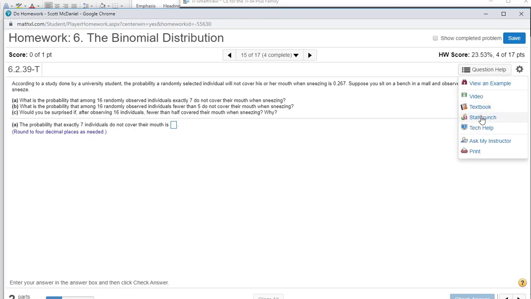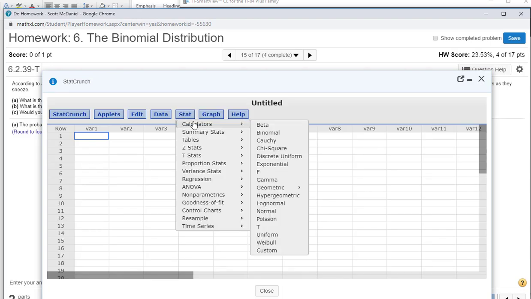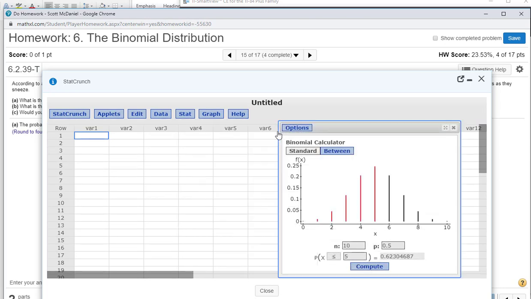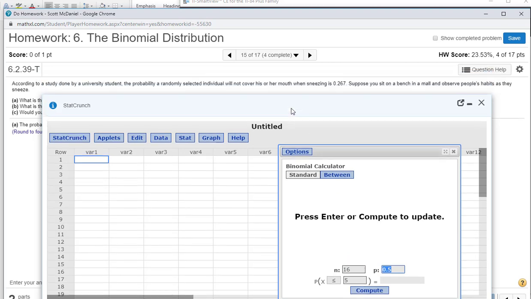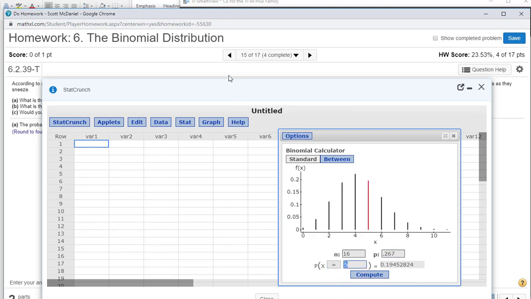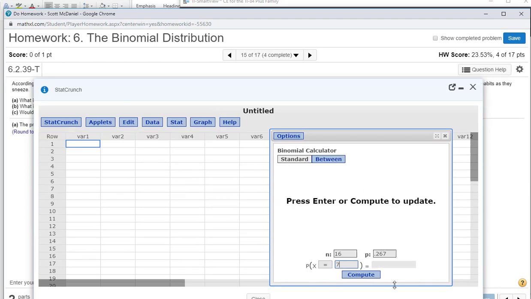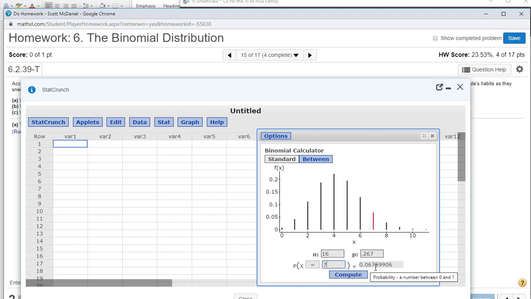So question help, StatCrunch. Again, if you start hitting view an example on these, you're going to see major computations, which we're not going to be doing in here. So stat, calculators, binomial, n is 16, p is 0.267, and we want exactly 7. There we go. So rounding to 4 places, it's going to be 0.0676. There's a nice graph of it too.